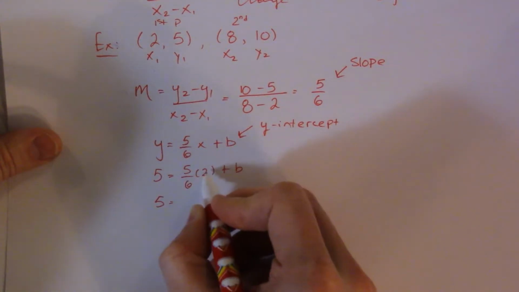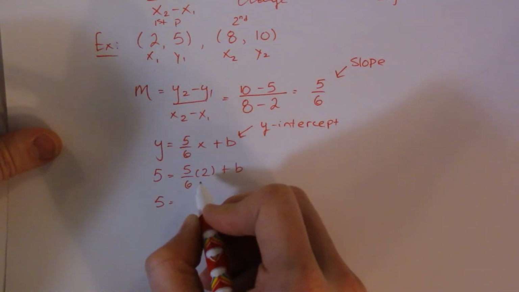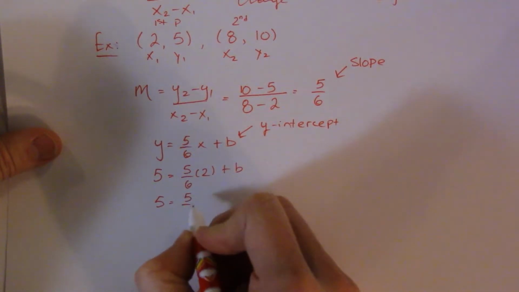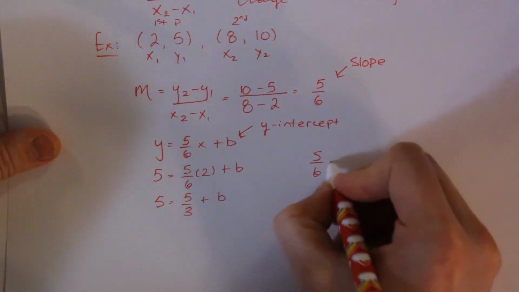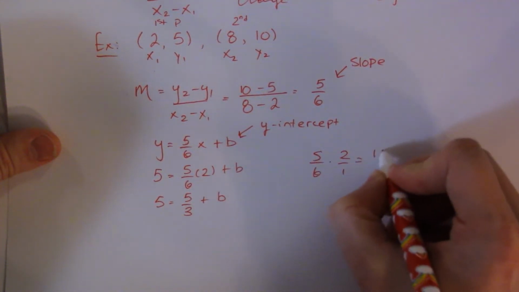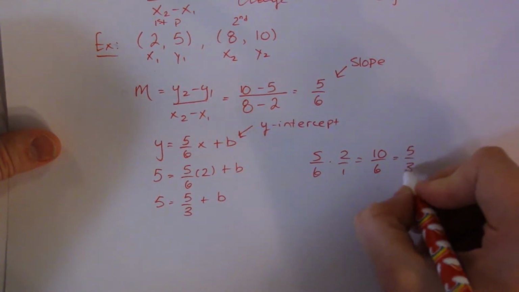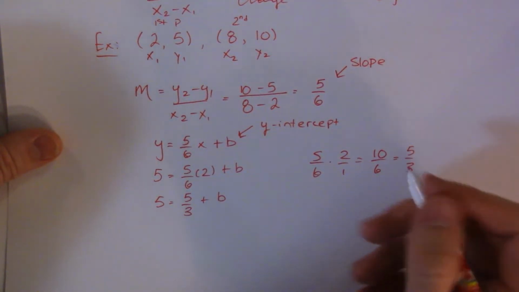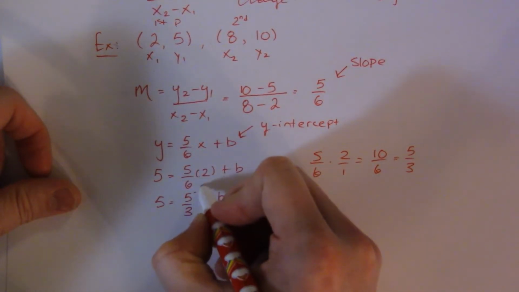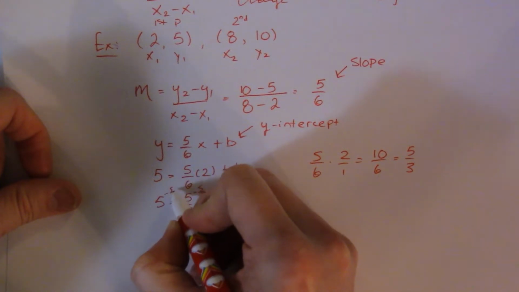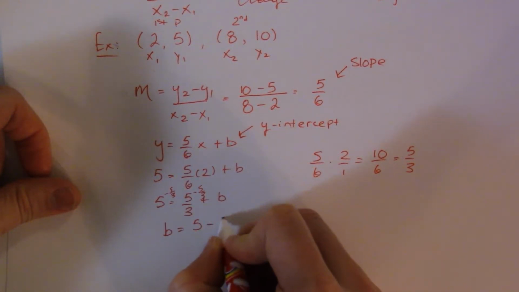So 5 times 2 divided by 6, or you can just sort of do the cancellation here. So we can call this 5 over 3 plus b. So 5 over 6 times 2 over 1 is 10 over 6, which we can divide both by 2, which becomes 5 over 3. So that's how you can do that one. And again, if you got a calculator, you can shove it in your calculator and do it. So now subtract 5 over 3 on both sides. So I get b is equal to 5 minus 5 over 3.